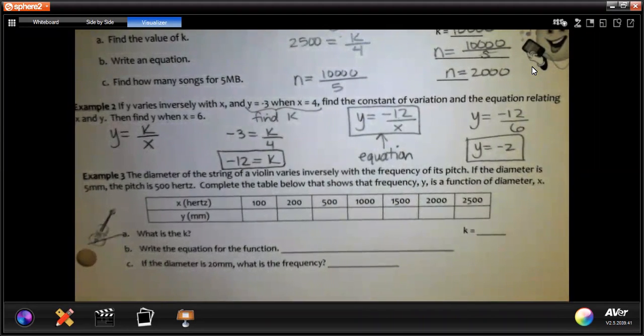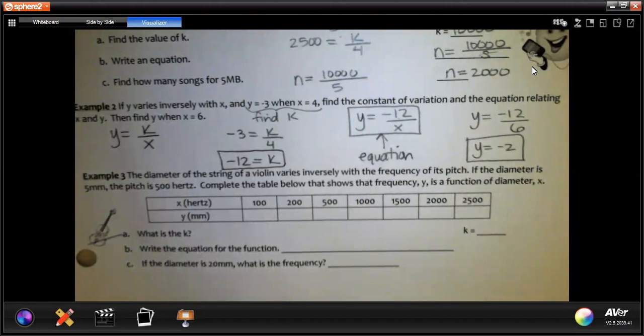All right, we'll look at one more problem situation here. It says the diameter of the string of a violin varies inversely with the frequency of its pitch. If the diameter is 5 millimeters, the pitch is 500 hertz. Complete the table below that shows that frequency, y, as a function of the diameter x.